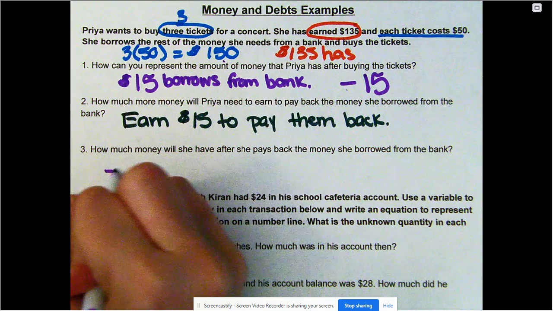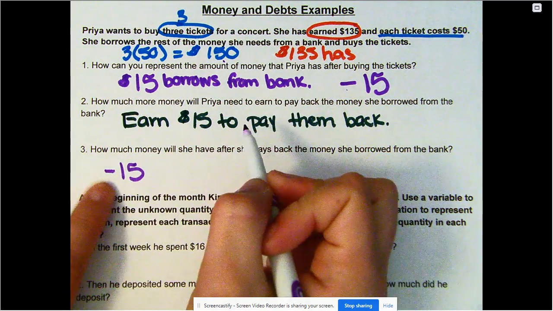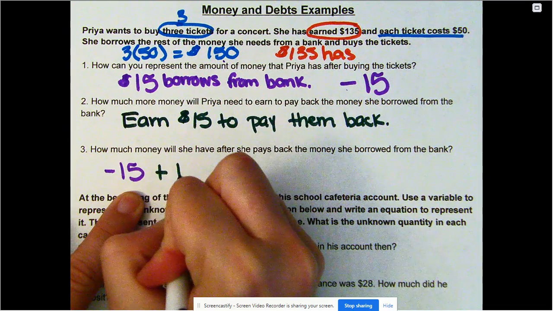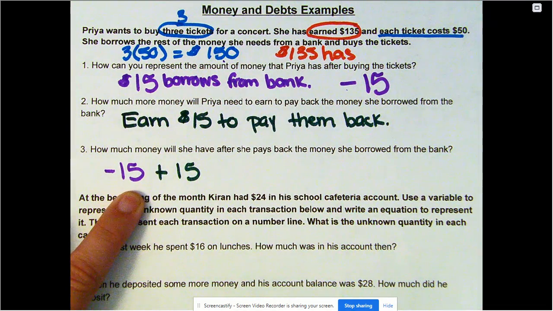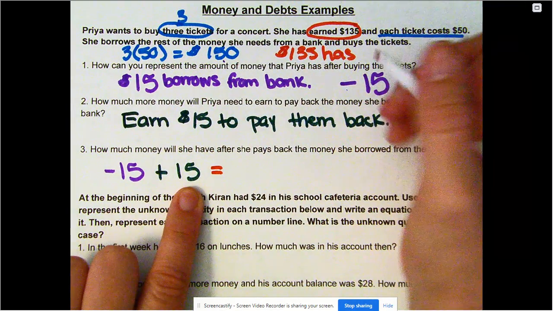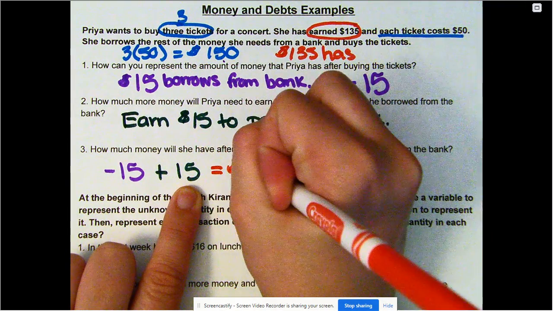I'll keep my same colors going on. So she owes them $15. That's represented by the negative. Okay, she earns $15 and she pays them back. So if you think of money and you owe somebody $15 and they give you that $15 back, you now owe them nothing.